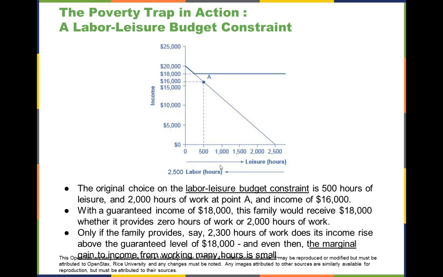Only if the family provides, say, 2,300 hours of work does the income rise above the guaranteed level of $18,000. So this is 2,000 hours, this is 2,500, so a little over halfway through. And if we go up, we can see that we get to above $18,000. And they could work the full 2,500 hours, which means they're going to earn $20,000, which is a $2,000 difference. But they're putting in an additional 500 from this 2,000 mark. And the question is, is that really worth it?